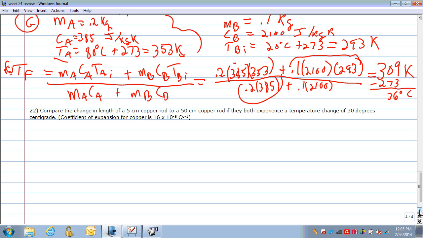we have this about thermal expansion. We have two copper rods. One is 5 centimeters, the other is 50 centimeters. They both experience a 30-degree change in temperature. Okay, they want you to compare the change in length. So, in comparing the change in length, remember our equation is change in length is equal to the coefficient times the original length times the change in temperature.